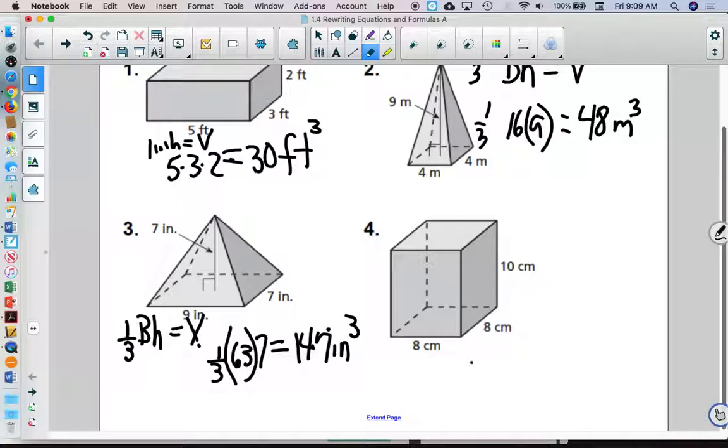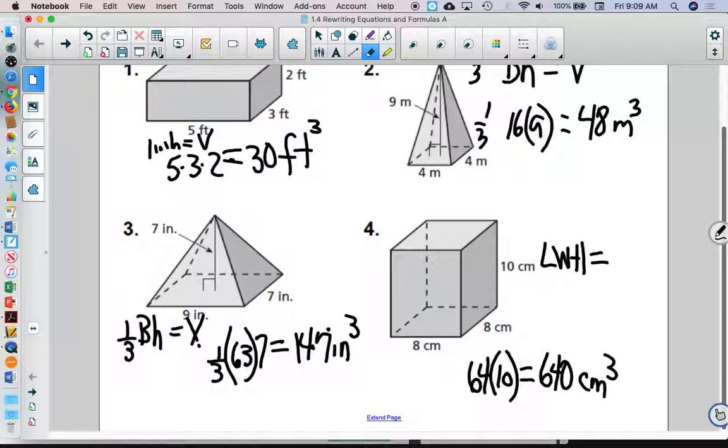She says take 64 times 10. What do you get when you do that, Zoe? 640 centimeters cubed, right? You gotta keep the centimeters cubed. Good job, though. Again, in this one here, it was length times width times height equals B, okay? Length times width times height. Just getting our brains working on those formulas.